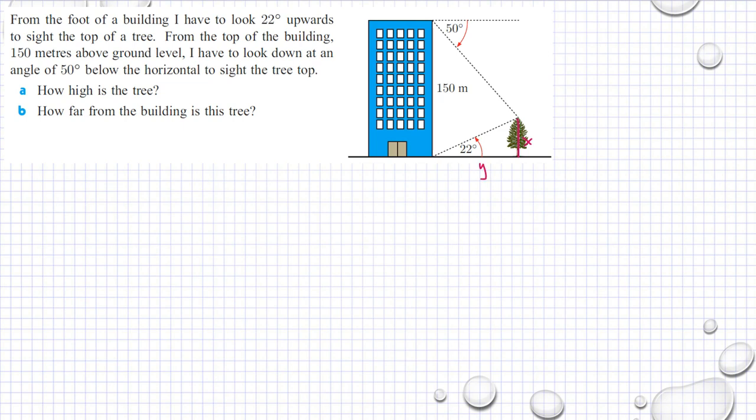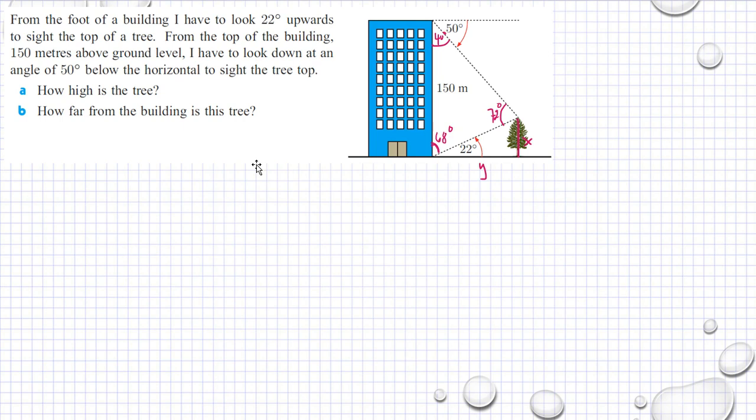We have A and B. Okay, so if we know that this is 90 degrees, that means this one is 68 degrees. And if we know that that is also 90 degrees, then this is 40 degrees. What we need now is this one. 40 plus 68 is 108. This must be 72 degrees.